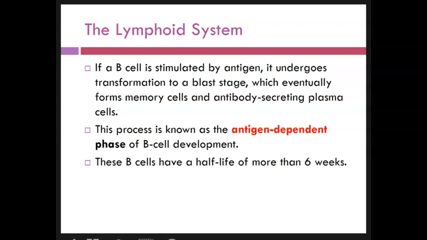Now, I do not expect you to memorize these stages of B cell development. Just know that they're the part in the blood, in the bone marrow. B cells, lymphocytes are going to develop whether or not there are antigens present. But once they get out into the secondary system, it becomes antigen dependent, because if they don't come into contact with an antigen, they're just going to die. These B cells have a half-life of more than 6 weeks.